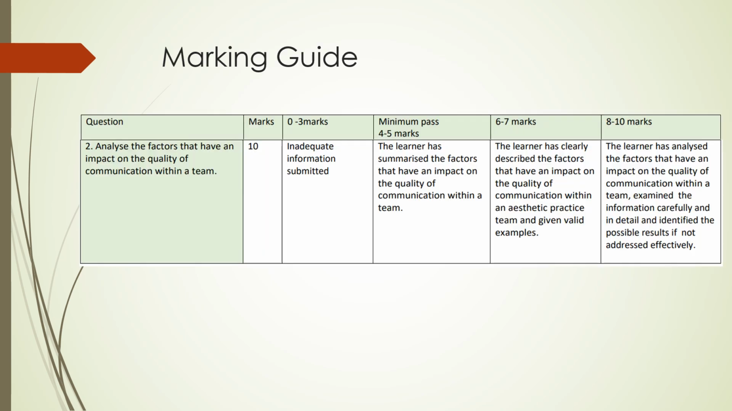So the marking criteria for question 2 is no different to any of the other marking criteria. It's out of 10. A basic summary of things that can have an impact on the quality of communication is going to give you minimal marks. Going into a little bit more of a description and giving valid examples is going to give you the next stage up. And obviously talking about the negatives, if not addressed effectively, is going to push your grades even higher.